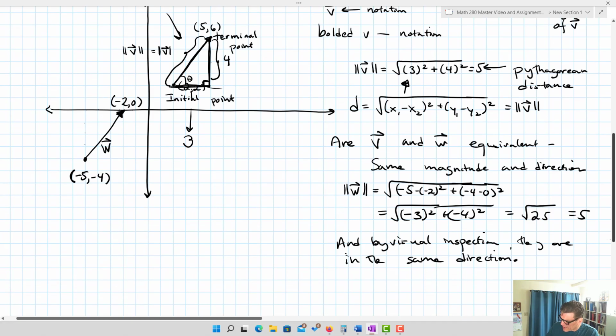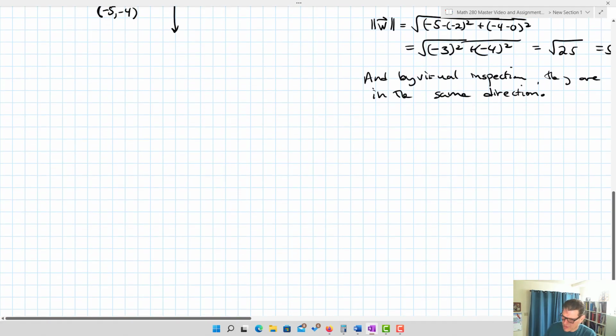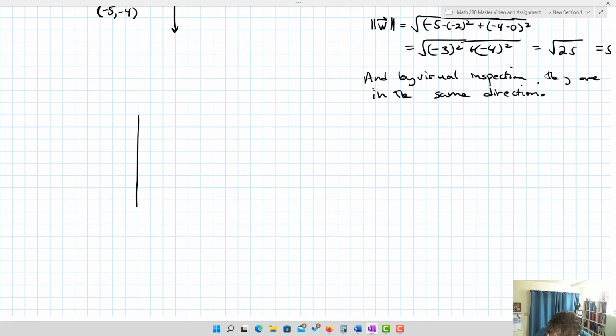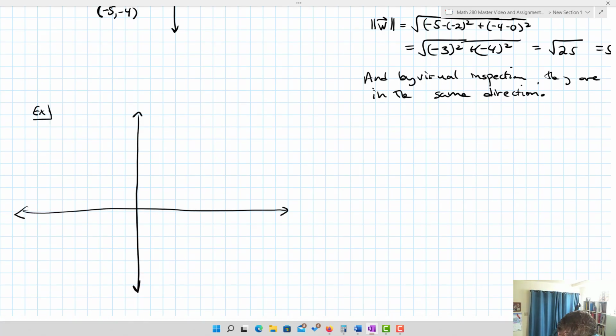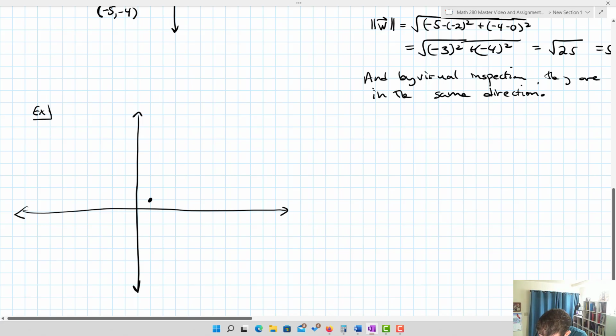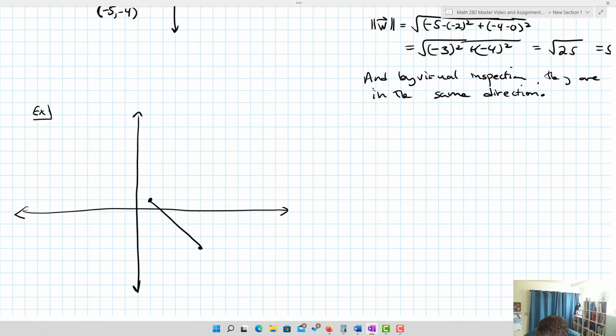Now, let's do another example, one that isn't a 3, 4, 5 triangle. So we'll take example number 2, and we'll have our initial point be at (1, 1), and we'll have our terminal point be down here at (5, -3), okay? So we're going to go from (1, 1) to (5, -3).